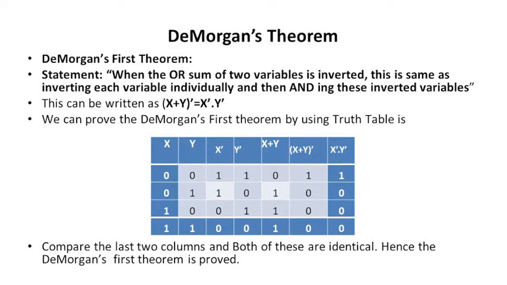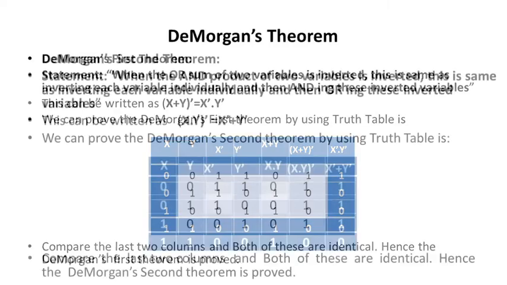1010. x plus y will be 0111. (x plus y) whole bar will be 1000. x bar dot y bar will be 1000. So as we compare the last two columns, both of the last two columns are identical. Hence, De Morgan's first theorem is proved.